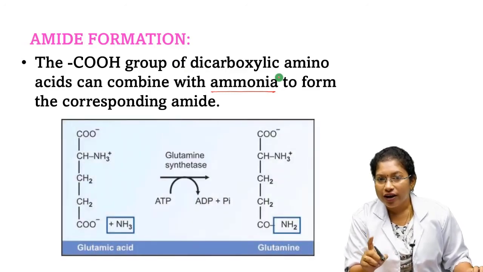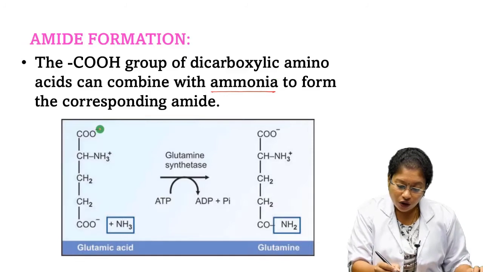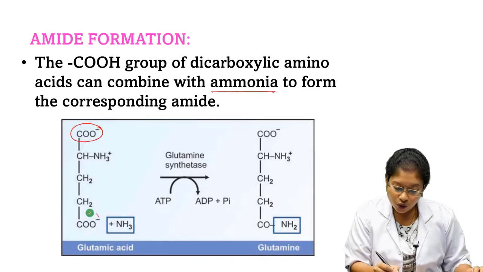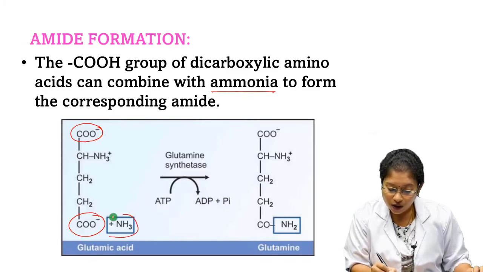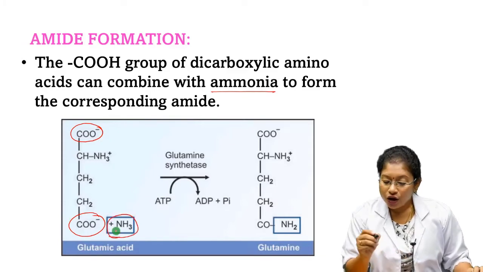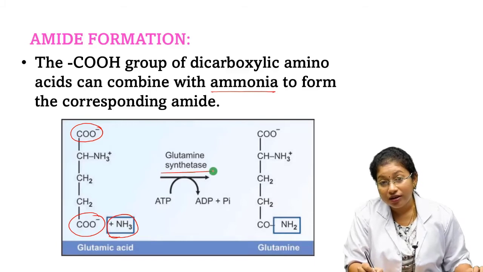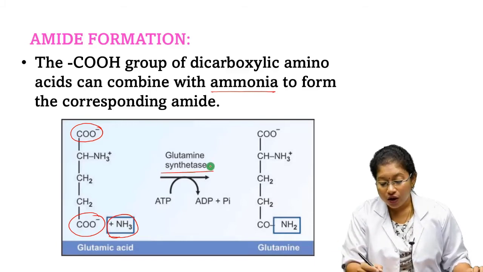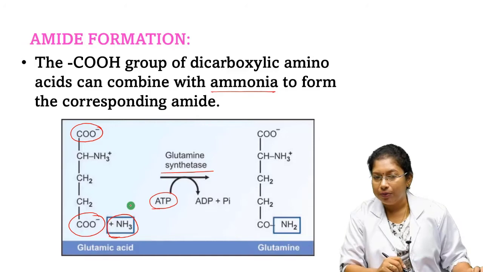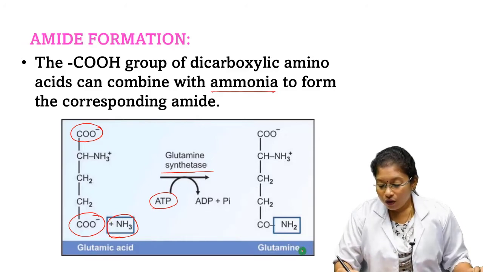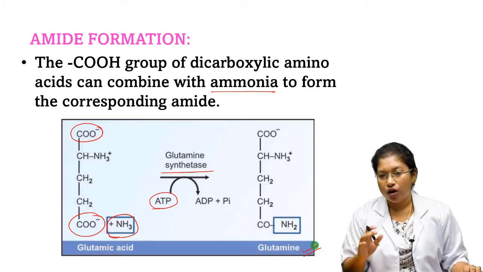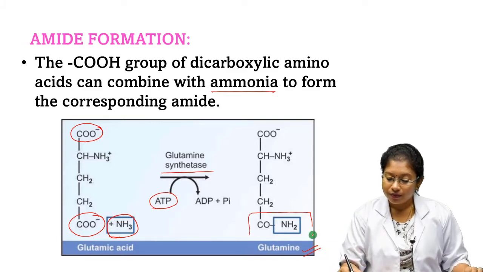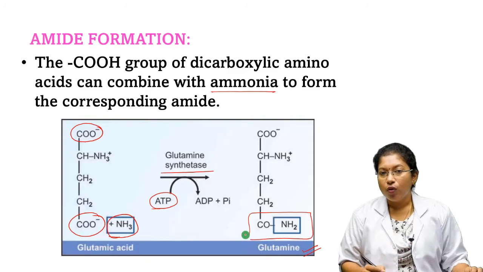amide. For example, this is your glutamic acid containing two carboxyl groups, to which you are adding ammonia, using the enzyme glutamine synthetase. Synthetase means you have to use ATP. So now you have formed the respective amide, glutamine, by adding ammonia. So you can see here, this is how we can form the amide.